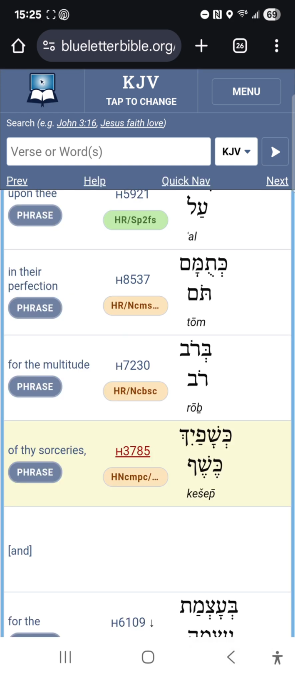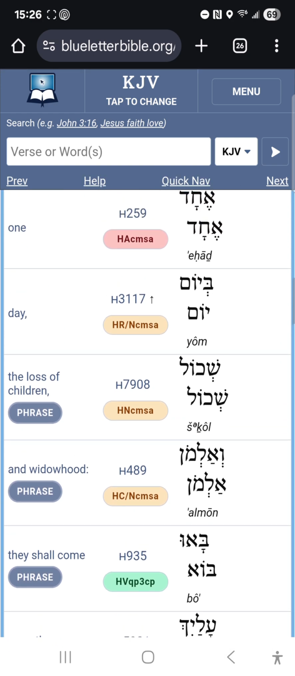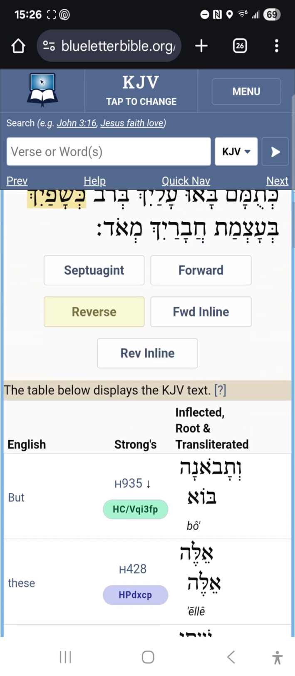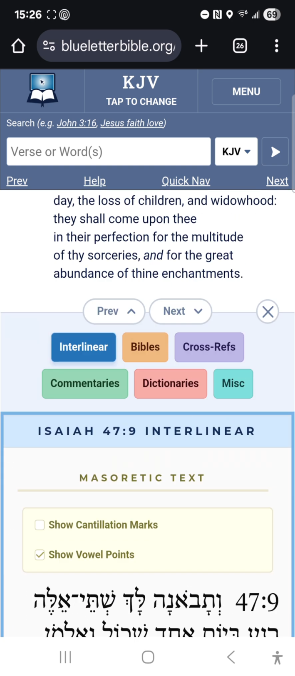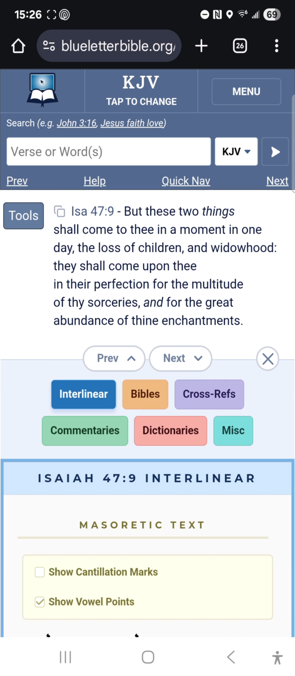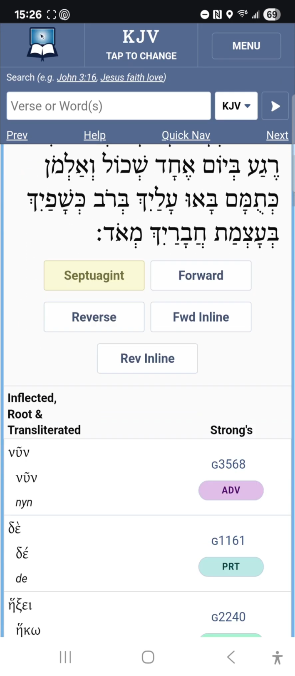So I'm going to back out of it. This is the same verse, Isaiah 47:9. Right here, it says Septuagint. Remember, that is the Greek Old Testament. So I'm going to click on that. And the Strong's Concordance reference number for pharmakeia is G5331. So we're going to see if that's in here.